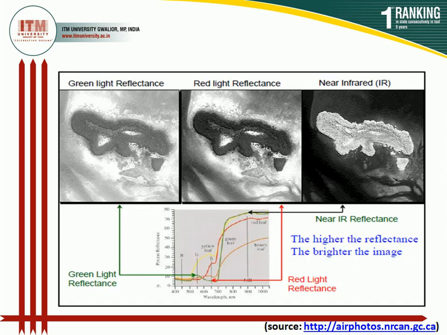Now comes the most important element of the interpretation. Tone is the most basic interpretive element. It basically refers to the relative brightness or color of an image on an aerial photograph. Tone tells about the reflection, transmission, and absorption of light by a particular object. It is the most basic element of interpretation.